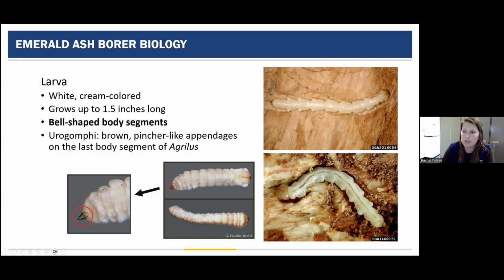Also, EAB larvae, like other Agrilus species, have structures called urogomphi at the very last segment of their body. They're just pincher-like appendages, and this is another way to identify Agrilus species in the field.